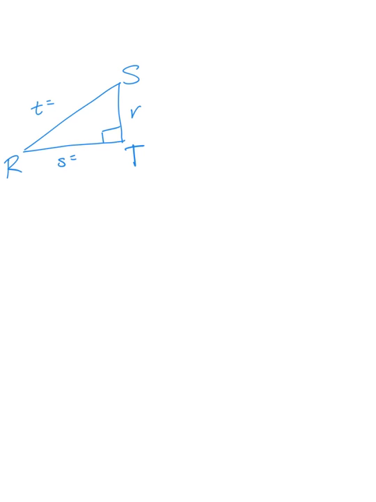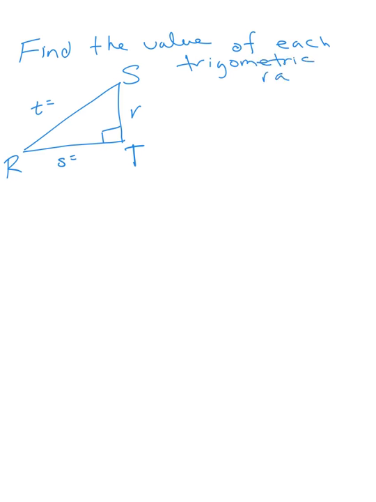This third example is find the value of each trigonometric ratio. So little r equals 16, little s equals 30, and little t equals 34. How do you find the value of each ratio?